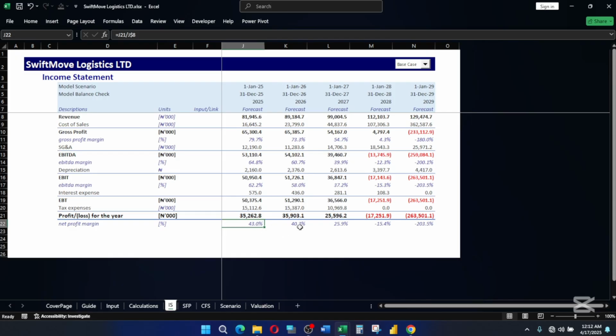Then it came down to 40%, came down to 25%. You can see how the thing is going down. What it means is that our cost is increasing while our revenue is actually dropping. So that is what it means.